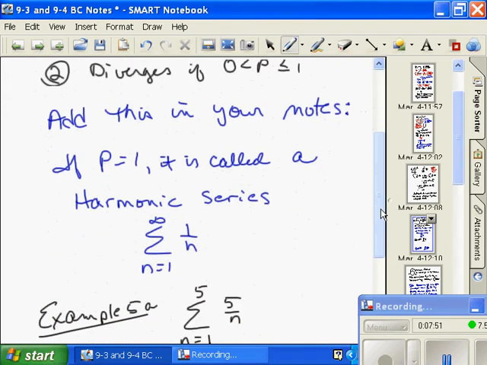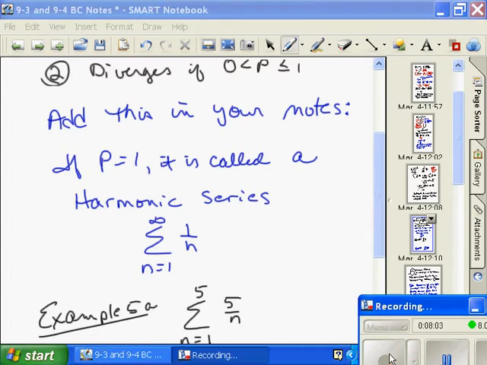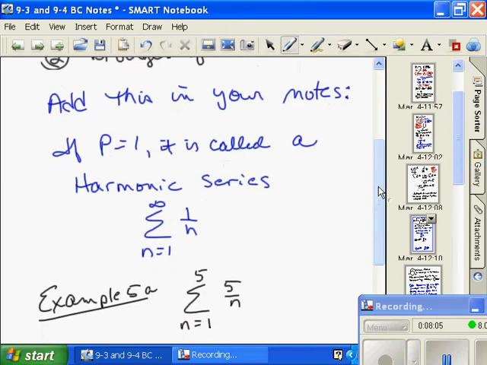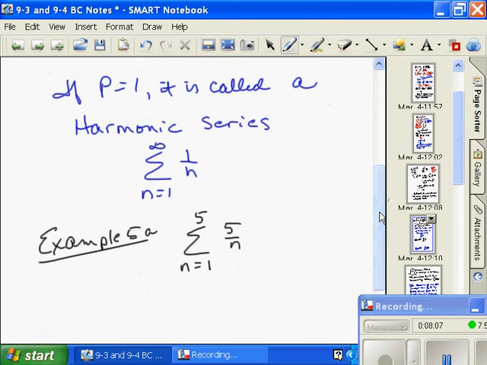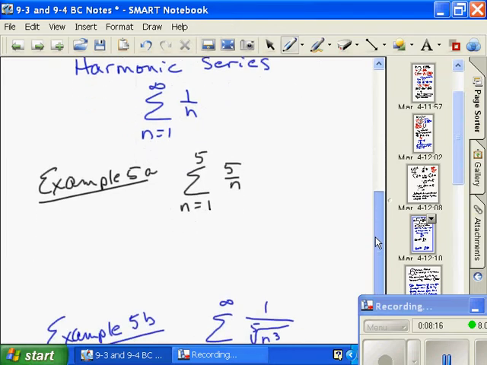Add this into your notes because I don't think it's there. If p is equal to 1, it's called a harmonic series. At least it's not in my notes. I'm looking real quick to see if it's in your notes. Okay, so just make sure that you add that in. If p is equal to 1, it's called a harmonic series, and it just looks like 1 over n. Okay, so looking at this right here, these are really my favorite type because you can real quickly come to a conclusion.